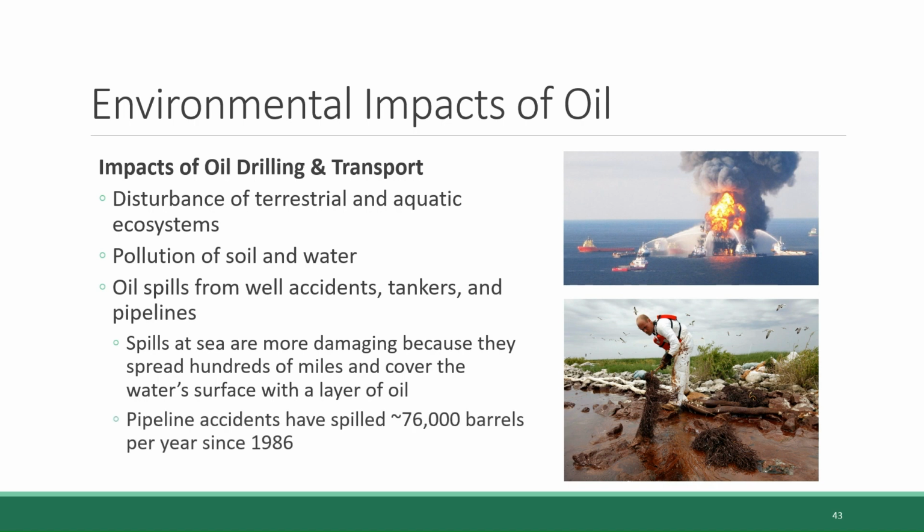That's not to say that onshore oil spills aren't also very problematic. Pipeline accidents have spilled an average of 76,000 barrels of oil per year since 1986, and the largest land-based oil spill in Asia, the Mingbulak oil spill in Uzbekistan, involved a well blowing up and spilling 2 million barrels of oil, which burned for 2 months. Of course, the environmental impact of oil is not limited to those tied to its extraction and transportation. Oil combustion also has environmental impacts.